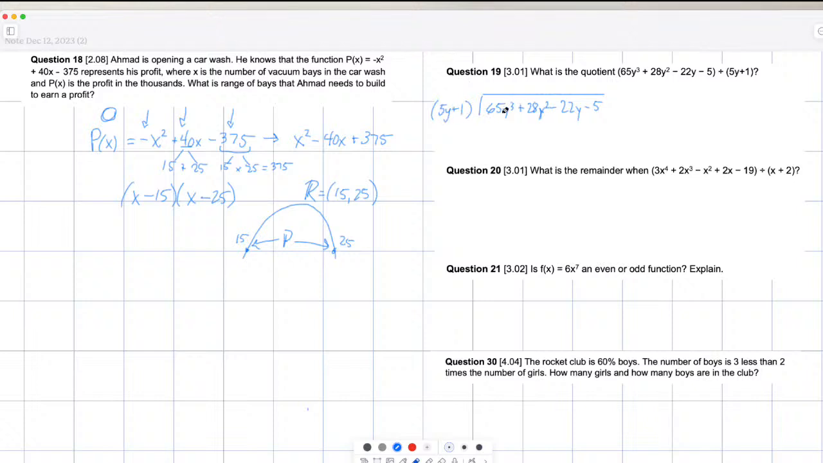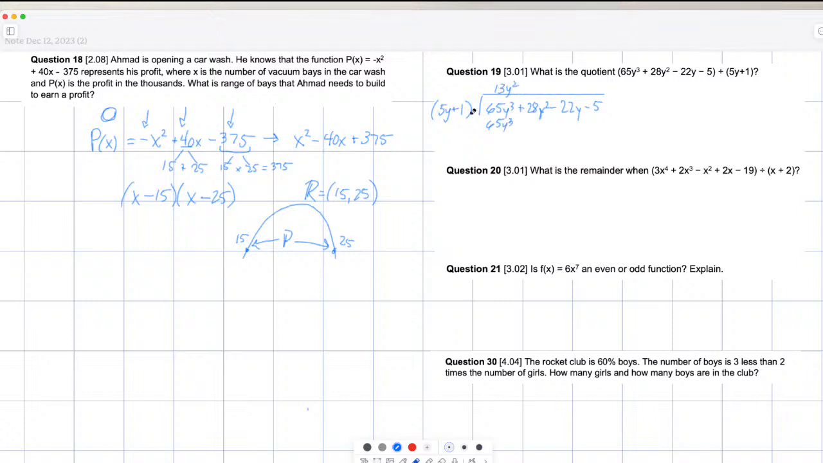And we're going to say, okay, what about 5y and 65y cubed? Well, 65 divided by 5, I think is 13. 65 divided by 5. Yeah, it's 13. So we're going to multiply 5y plus 1 by 13y squared. So 13y squared. And we're going to multiply that through, distribute it through here. 13y squared times 5y is going to be 65y cubed.